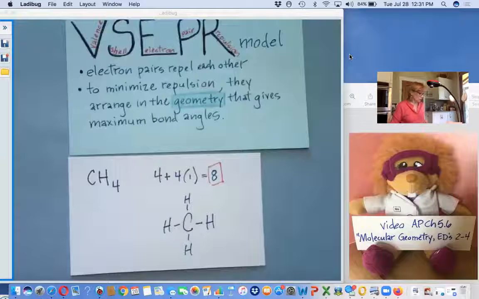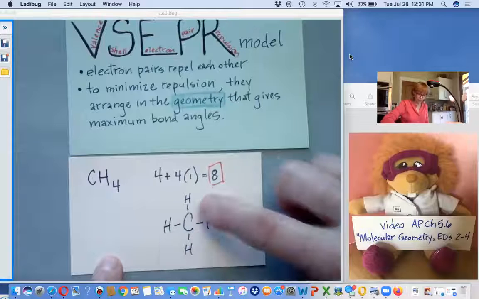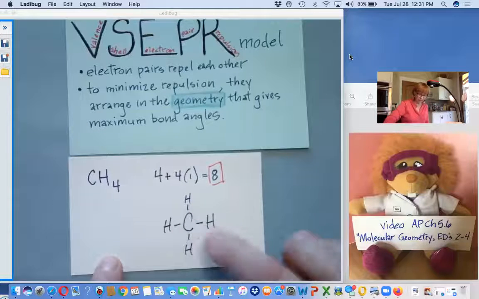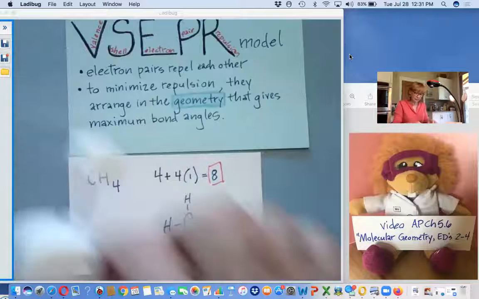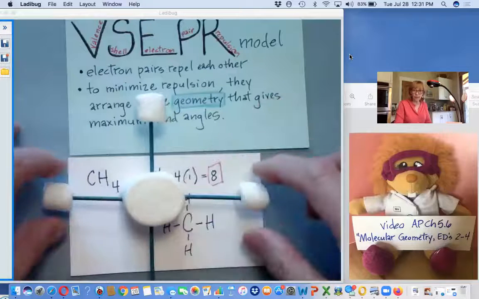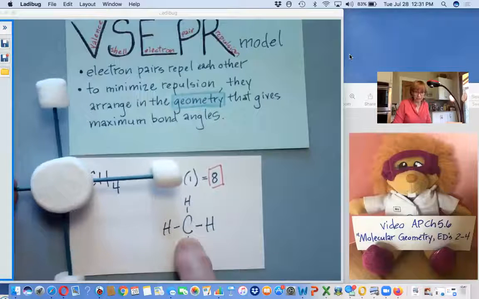So now I want you to take 5 marshmallows and 4 toothpicks, and build a model of this, keeping in mind that the electron pairs that make up each bond, here's a bonding pair, etc. I want you to spread those bonding pairs as far apart from each other as you can. So when we did this in class, most people came up with this model, which in fact looks a whole lot like the electron dot diagram.